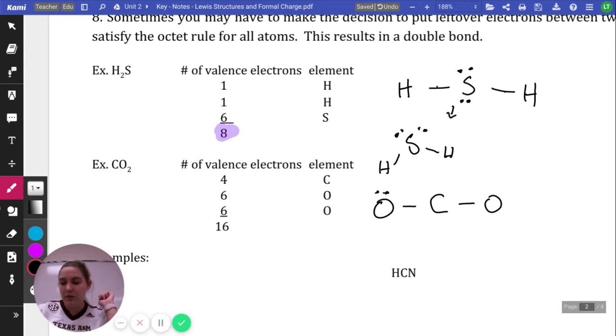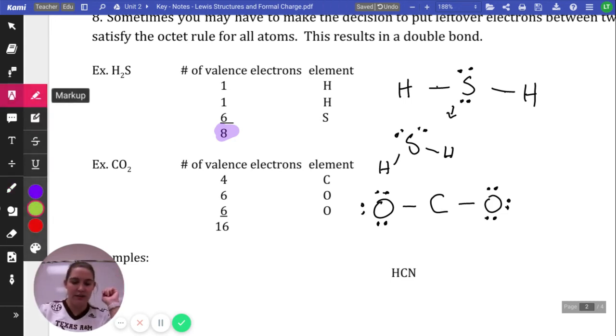So I'm going to go 2, 4, 6, 8, and that will fill up the oxygen. Oxygen, 2, 4, 6. This oxygen's full. So now we're going to check for octets. For my first oxygen, I have 2, 4, 6, 8. First oxygen's good. Second oxygen, 2, 4, 6, 8. Second oxygen is good. Check carbon, 2, 4. Well, carbon still needs a full valence shell as well.